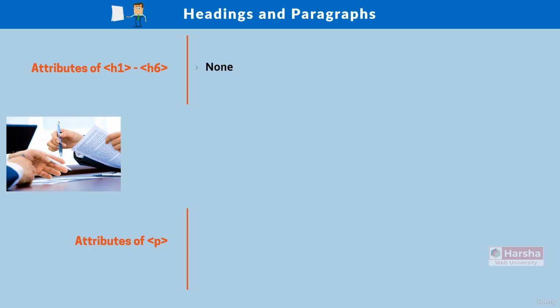So overall, there are no attributes for heading tags. And in the same way for paragraph, no attributes. Earlier, we were having align attribute for p tag also. And as per HTML5, the align attribute of p tag has been removed. This is all about headings and paragraphs in HTML.